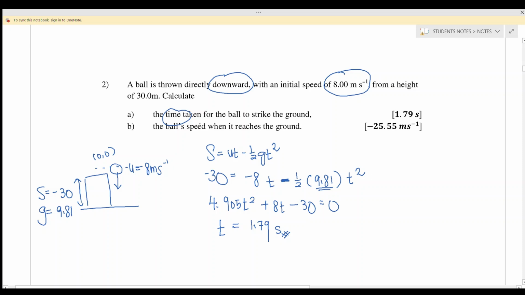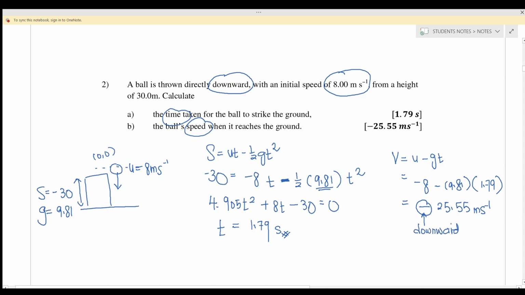And next, you want to find the speed when it reaches the ground, meaning that we want to find the final velocity when it reaches the ground. Okay, so we can use v equals u minus gt. u is negative, because the object is thrown downward with 8 meters per second, negative 8, minus 9.81, and t is the value that we found just now, 1.79. So finally, our final velocity when it reaches the ground will be negative 25.55 meters per second. So why negative? Because your object is moving downward. Okay, it's moving downward and reaches the ground.